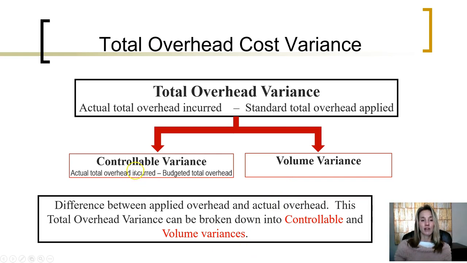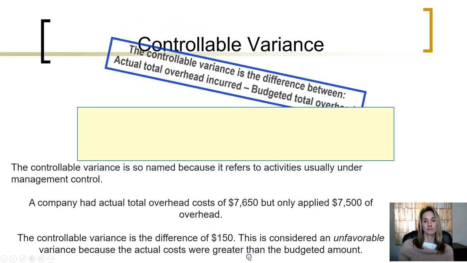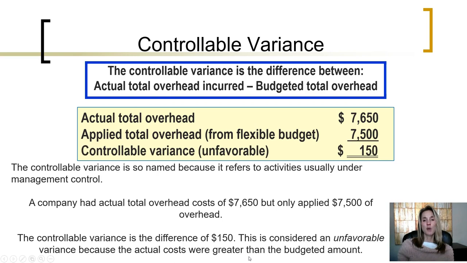The controllable variance is the difference between the actual total overhead incurred and the budgeted total overhead. The volume variance is going to be the difference between budgeted fixed overhead and applied fixed overhead. So the controllable variance is the difference between actual total overhead incurred and budgeted total overhead.